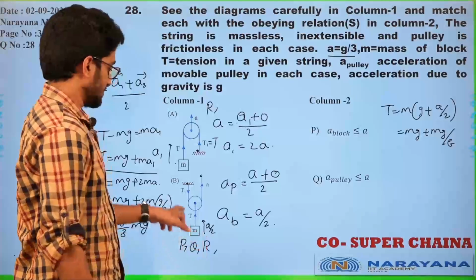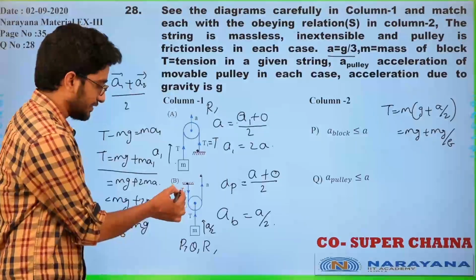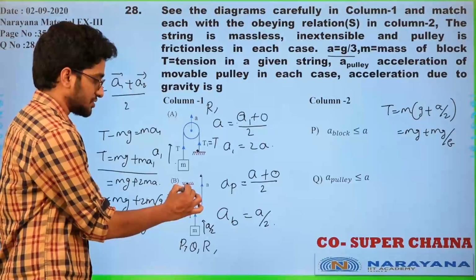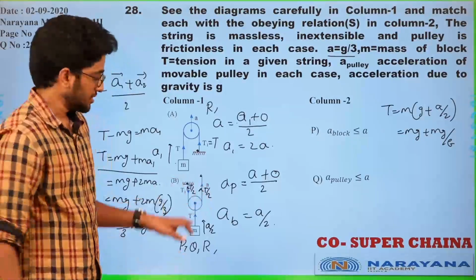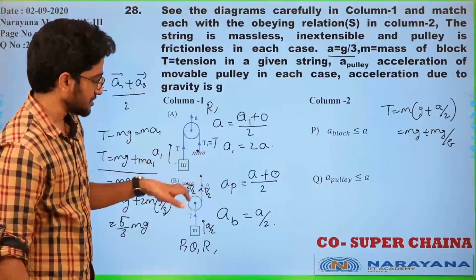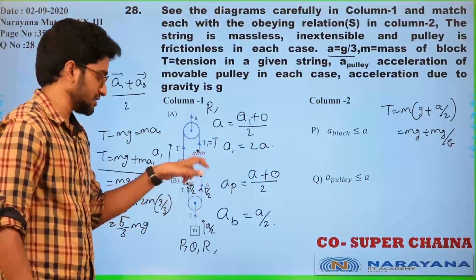Okay. Next, I need the force on this. So here I need T1. I clearly know this is T, so these two should be T by 2 and T by 2. The net force on the pulley should be 0. So in the upper string, the tension should be T by 2 and T by 2. That is T by 2 in this string.